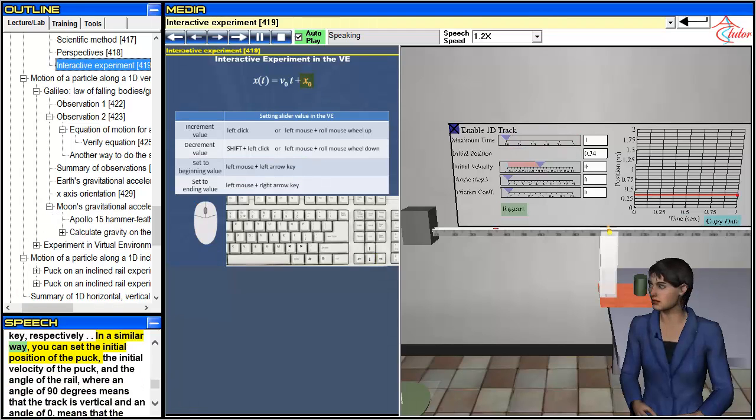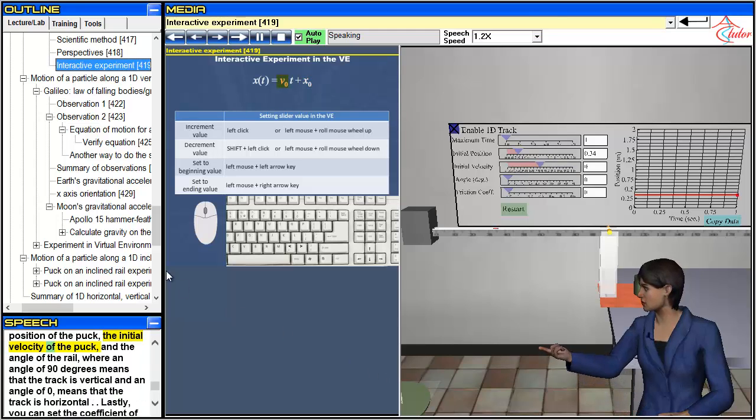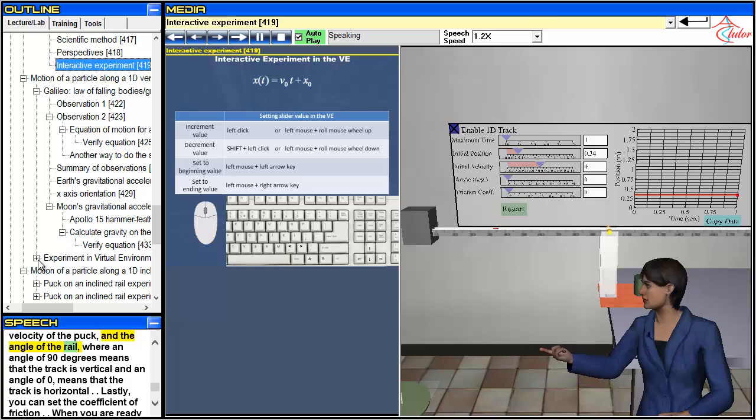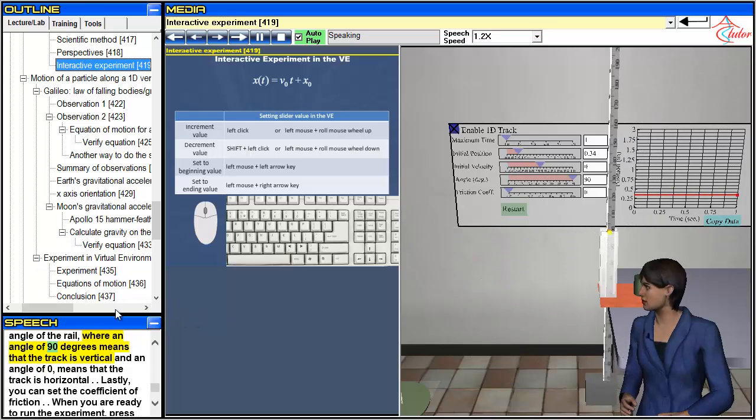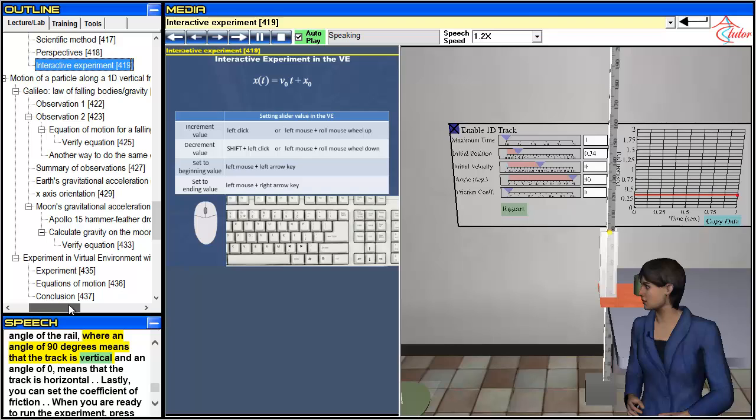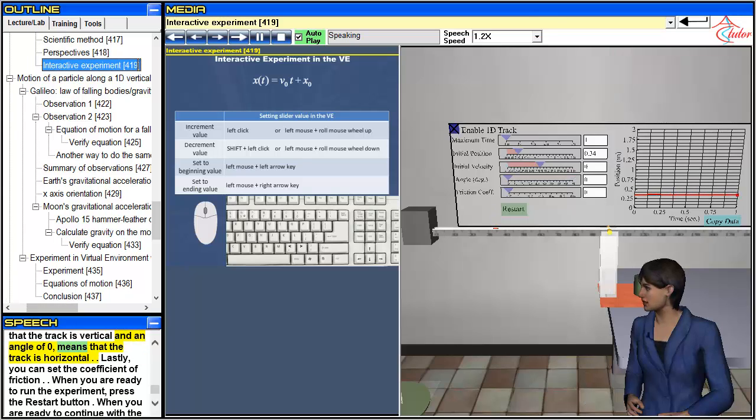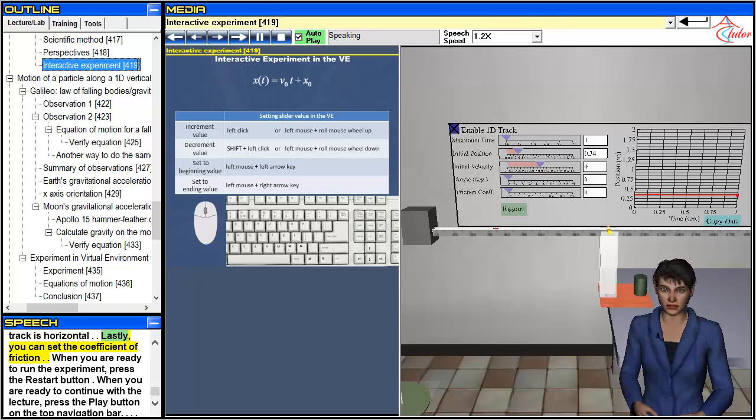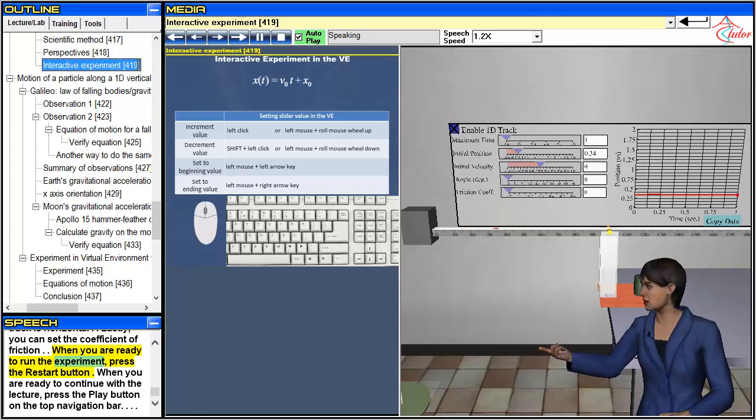In a similar way, you can set the initial position of the puck, the initial velocity of the puck, and the angle of the rail, where an angle of 90 degrees means that the track is vertical, and an angle of 0 means that the track is horizontal. Lastly, you can set the coefficient of friction. When you are ready to run the experiment, press the restart button. When you are ready to continue with the lecture, press the play button on the top navigation bar.